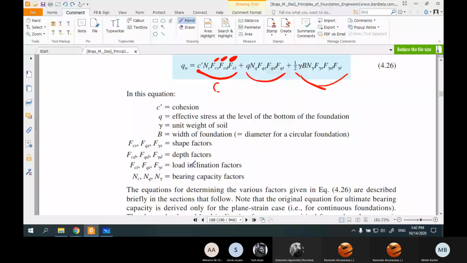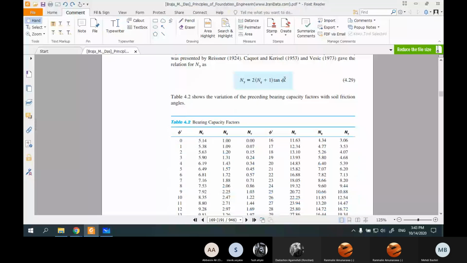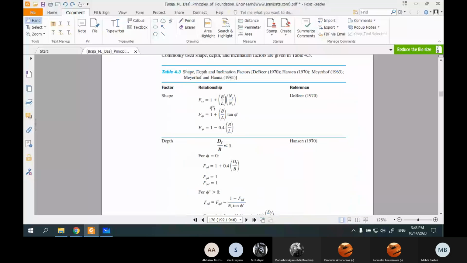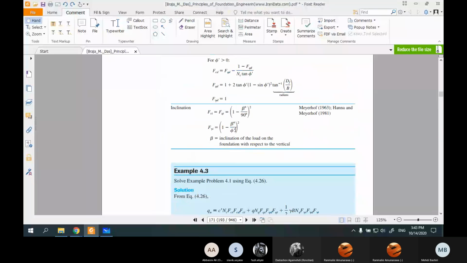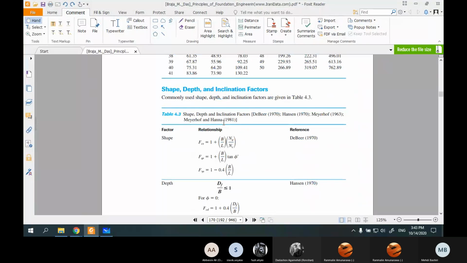But it takes effort to find them. But there's no way around it: if you want to consider all conditions and all items in your calculations, you have to do them. If you know how to work with Excel, you can easily write their equations. You can see they are the equations here: Fcs, Fqs, all of them. You can write these equations in an Excel file, and just by inputting the values you can easily get the factors. If not, or in your exam, you should use your calculator to find them.